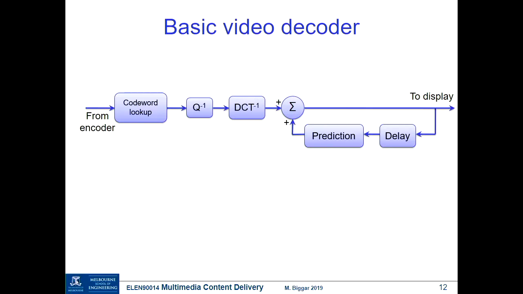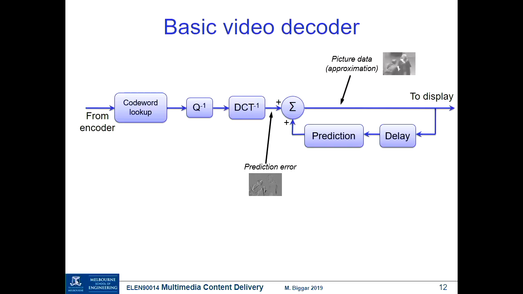Okay, so the decoder receives a quantized representation of a difference signal. I might have my little thumbnails here again. So this is a difference signal here. It's added to the previous frame to generate the new one. Okay. Happy? Okay.